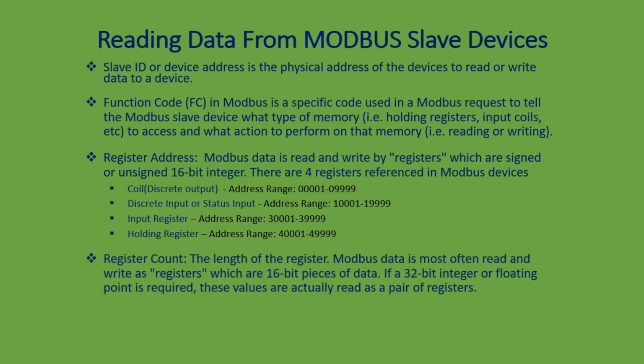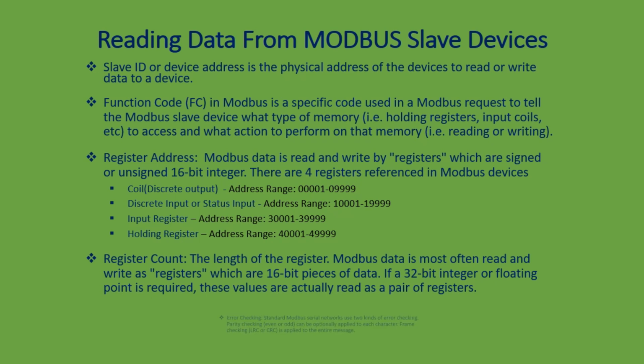And next is register count, which is the length of the register. Modbus data is often read and written as registers, which are 16-bit pieces of data. If a 32-bit integer or floating point is required, these values are actually read as a pair of registers.